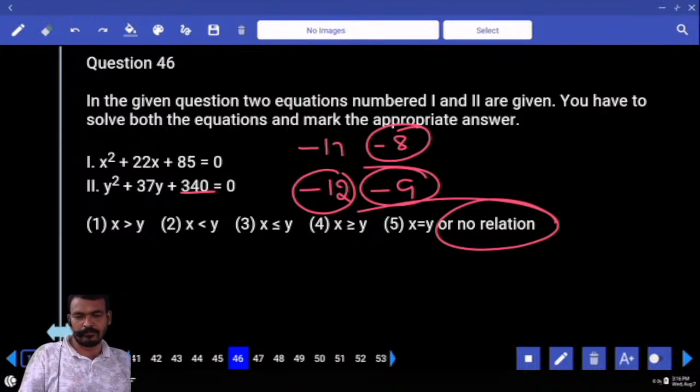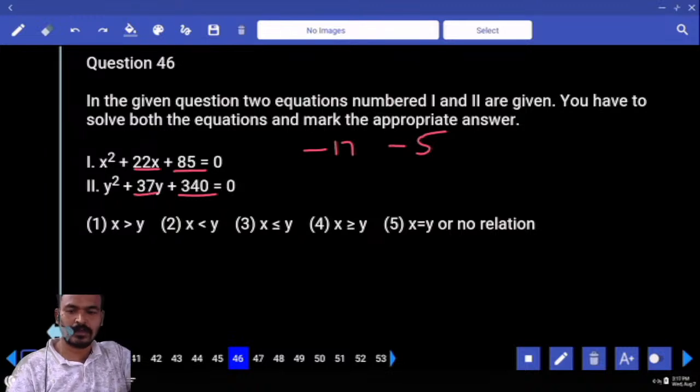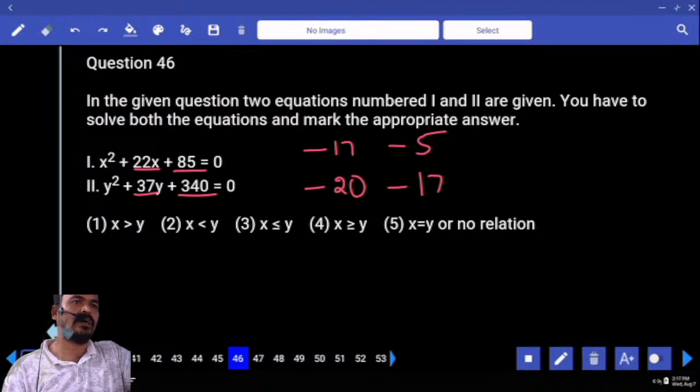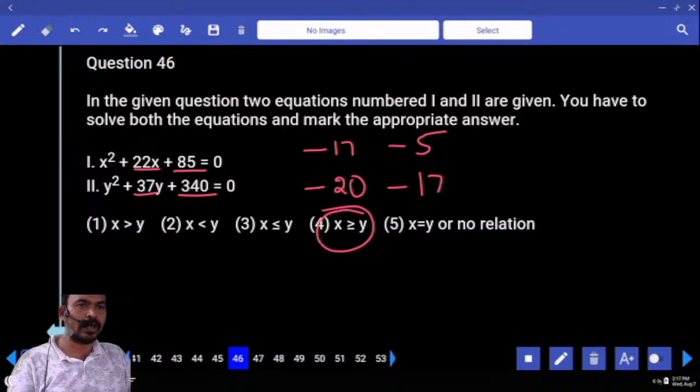Next question number 46. What is the first one product? 85. Sum value 22. Means minus 17 minus 5. Second one product 340. But sum value 37. Means minus 20 minus 17. What is the answer? X greater than or equal to y.